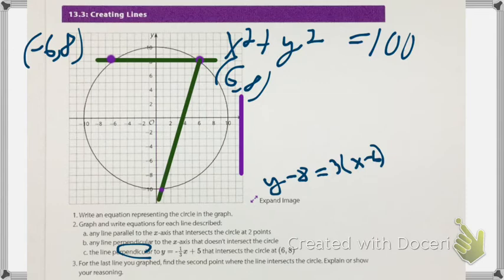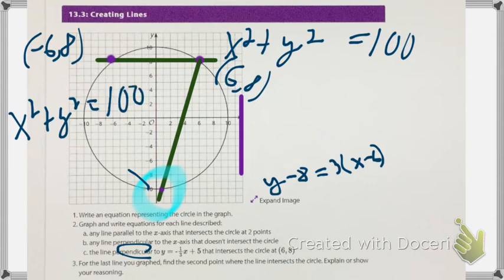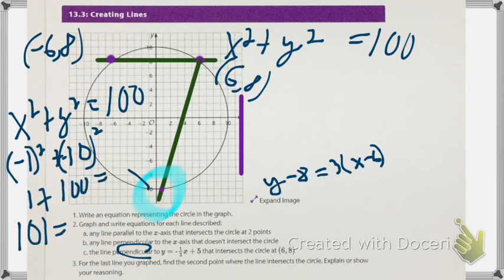So graphing that line is a little tricky. Find the second point where the line intersects. Well, we graphed it, and we think that it exists right down here. So let's just verify it. Let's just check the circle again. X squared plus y squared equals 100. So that point is -1 squared, which will be just 1. And then y was -10, and we're going to square that. That's 100. So 101 equals 100.